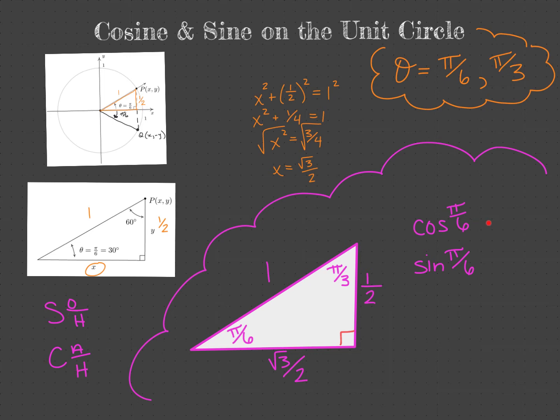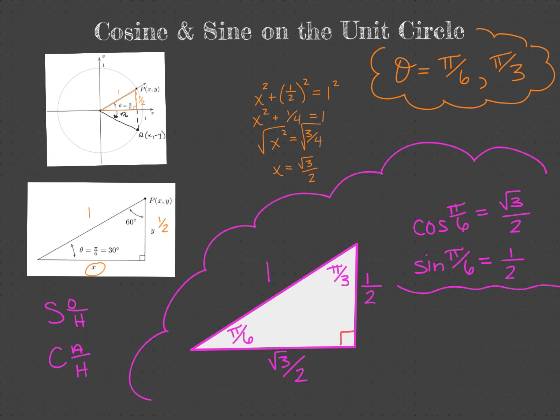So let's start with cosine of pi over 6. Here's our pi over 6 angle. The adjacent side to it, the side next to it that's not the hypotenuse, is √3 over 2, and the hypotenuse is 1. So our cosine of pi over 6 is √3 over 2. In a similar way, the sine of pi over 6, the opposite over the hypotenuse, is 1/2.